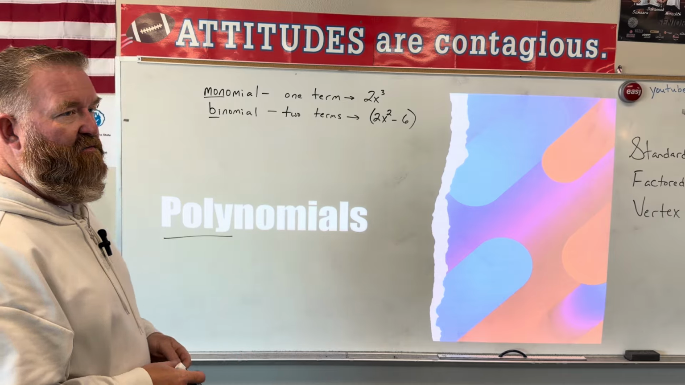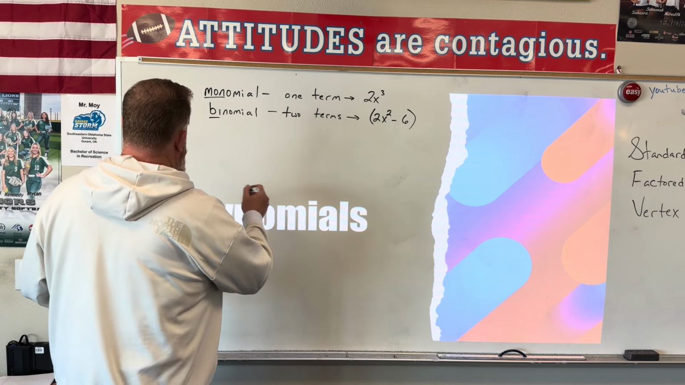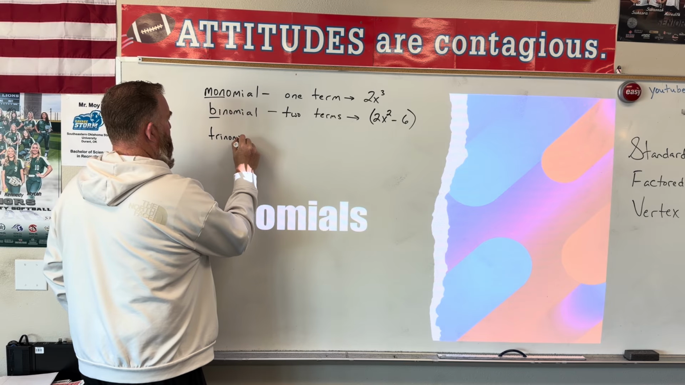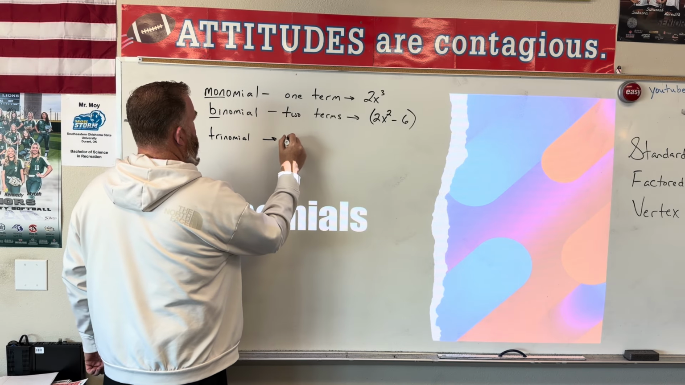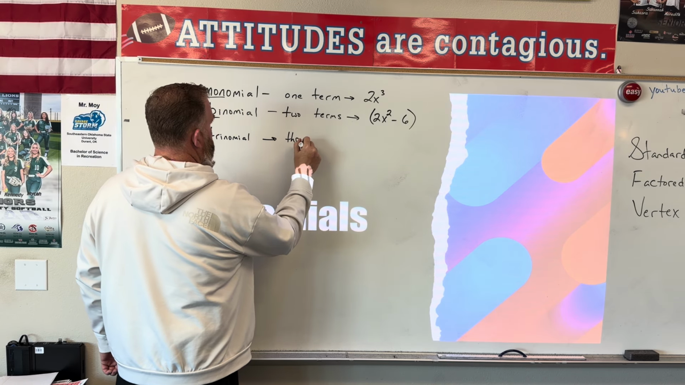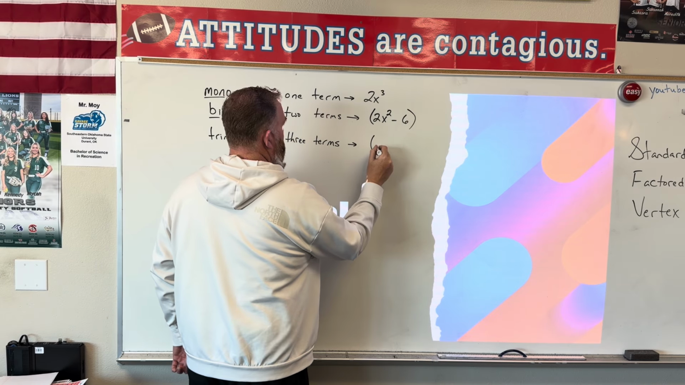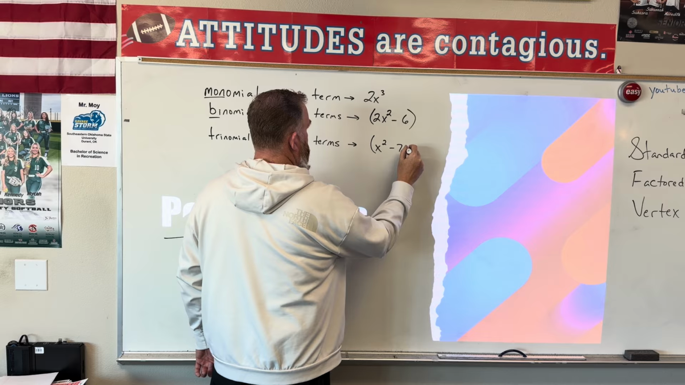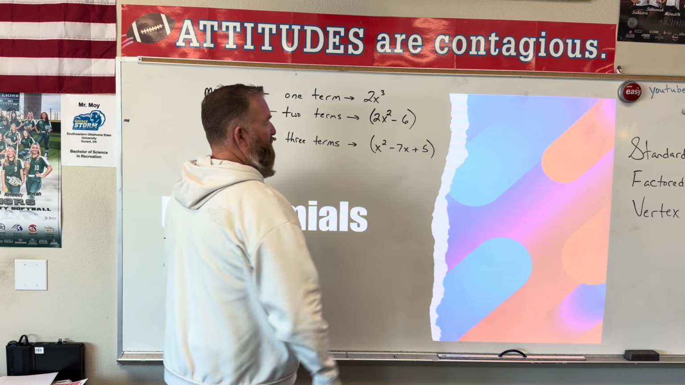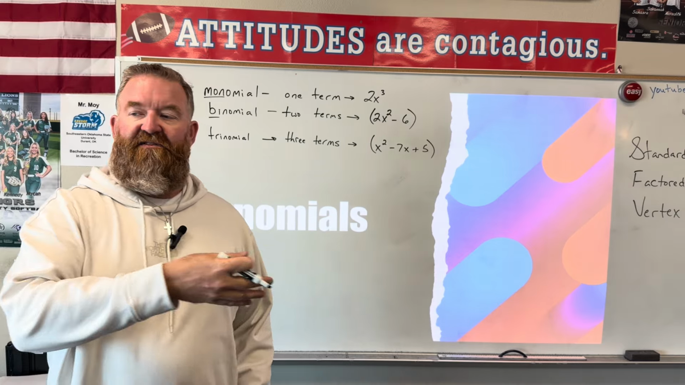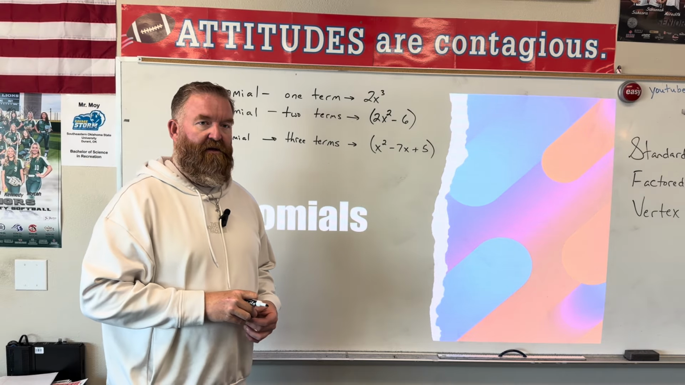What about 3? Trinomial. Good. Trinomials have how many terms? 3 terms. This is kind of like we just got done doing quadratics. X squared minus 7x plus 5. That would be a trinomial. There's 3 of them. X squared, negative 7x, positive 5.